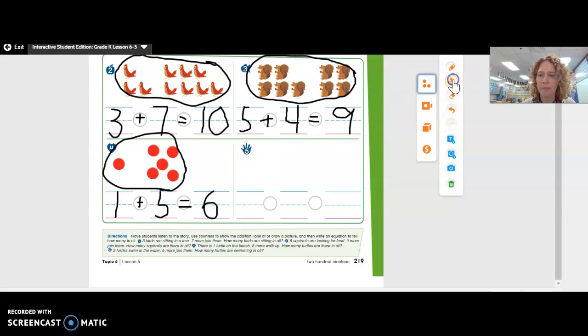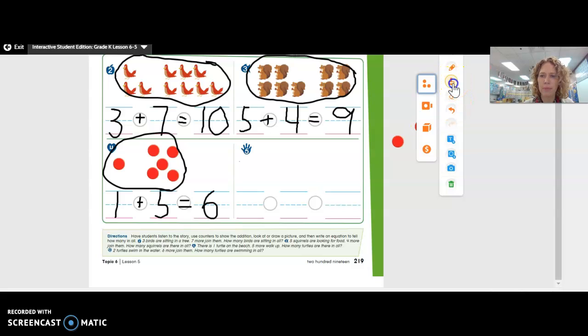We're going to get our counters out again, so you can just make circles to represent. 5 squirrels are looking for food. 1, 2, 3, 4, 5. Okay? And 4 more join them. Oops, did I get that wrong? I'm sorry. I did. Yes, let's go back. Can I take those back? Let's see. I wonder if I can erase them. Maybe. Oh, I can. Let's start that over. I'm sorry, you guys. I was reading the wrong one. I was reading the one we already did.